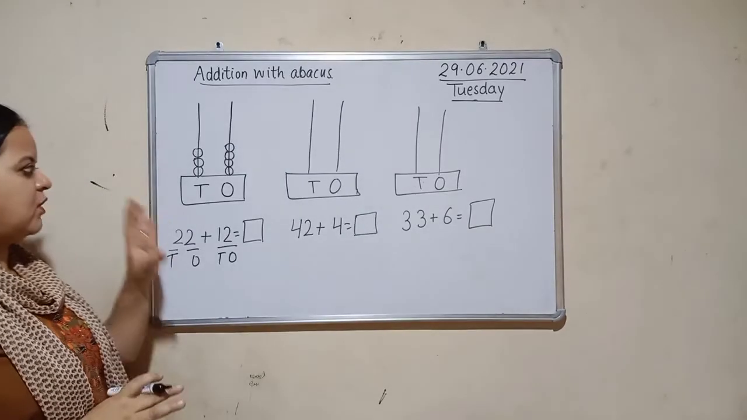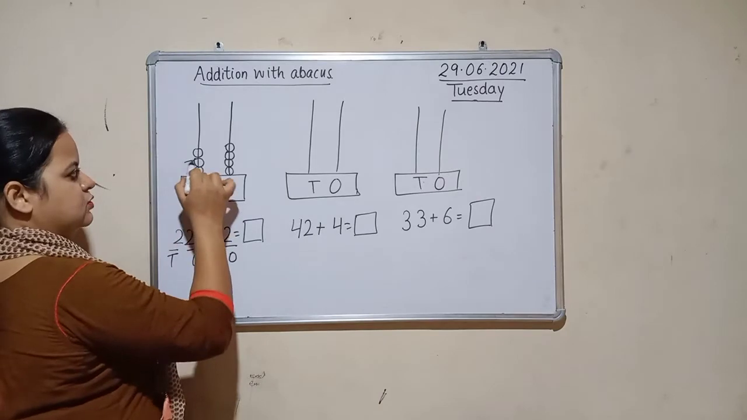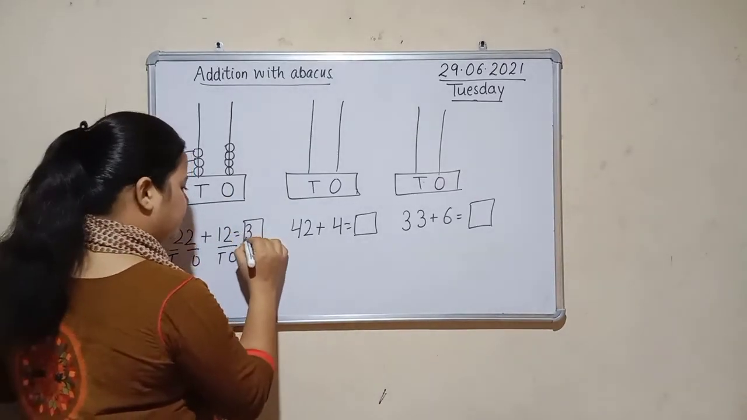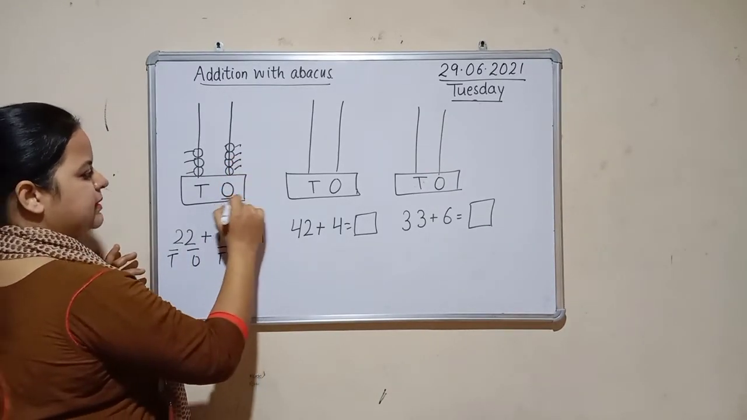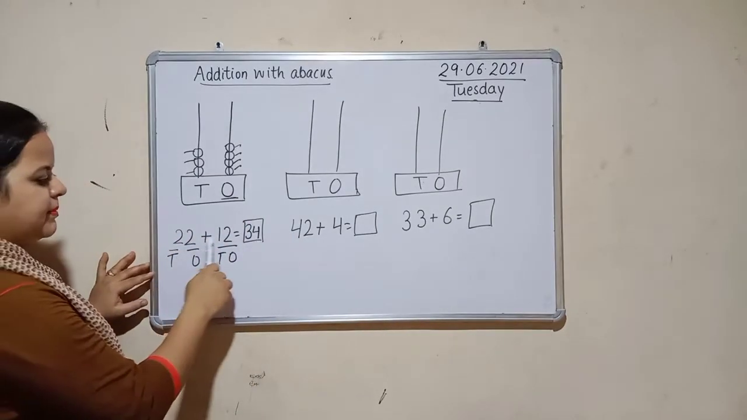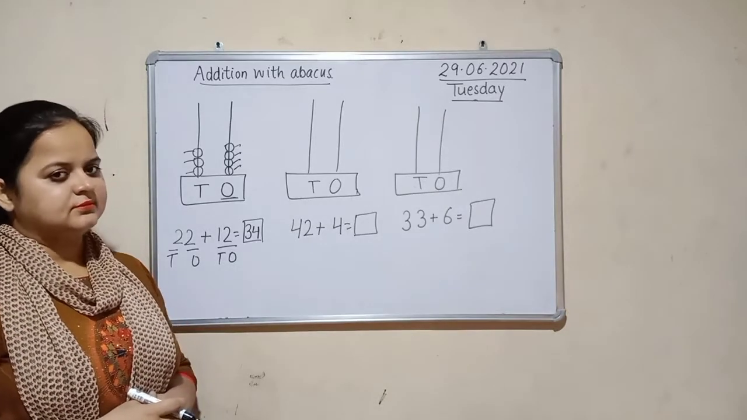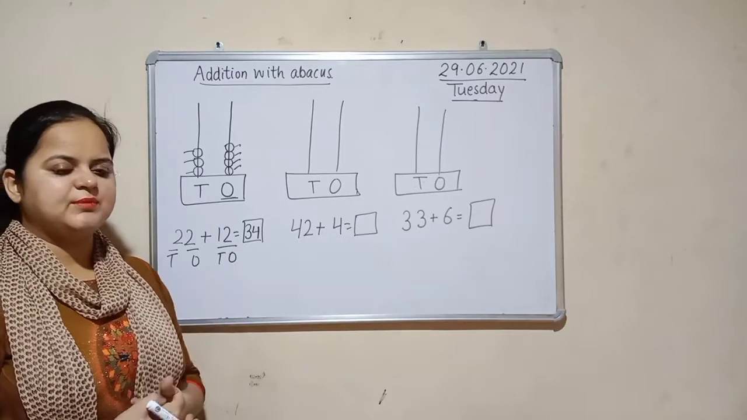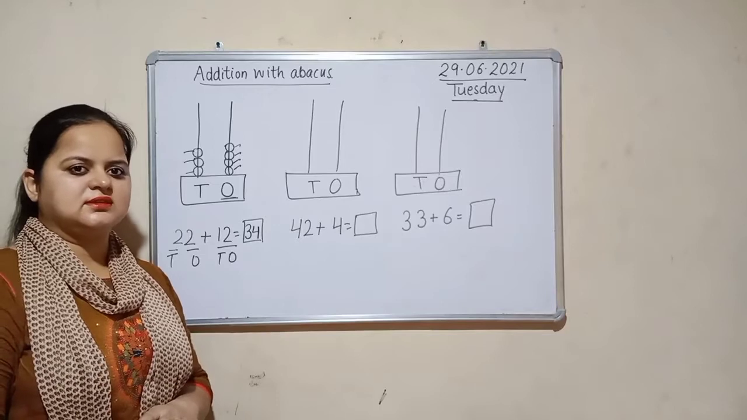Done. Now we will see, 1, 2, 3. Here on tens side we have number 3. 1, 2, 3, 4. On ones place we have number 4. So 22 plus 12 is 34. Understand? And easy, na? Yes? I hope you all are enjoying this.